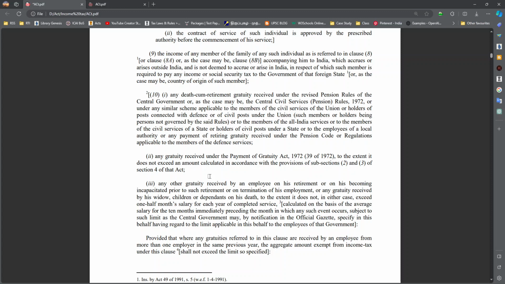Income of any member of the family of any such individual as referred to in clause 8 or clause 8A, as the case may be clause 8B, accompanying him to India, which accrues or arises outside India, is not deemed to accrue or arise in India, in respect of such members who are required to pay any income or social security tax to the government of that foreign state. Thus comes a problem, because the residential status may come into question.